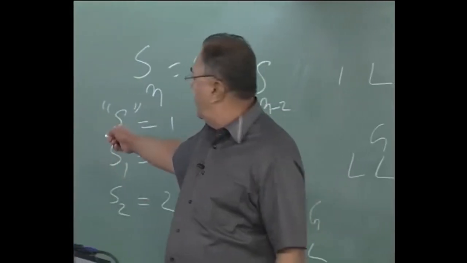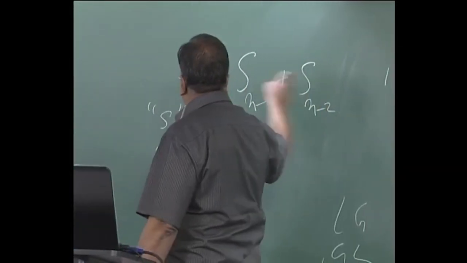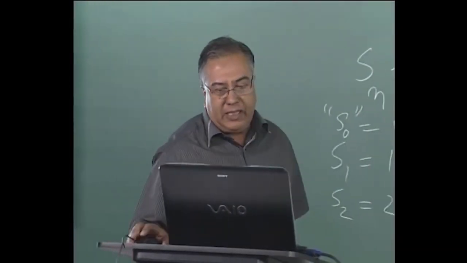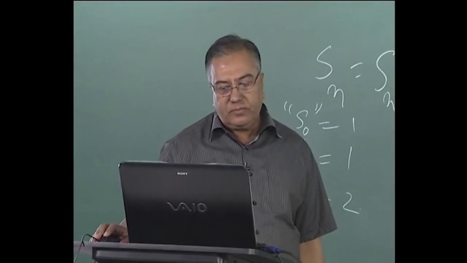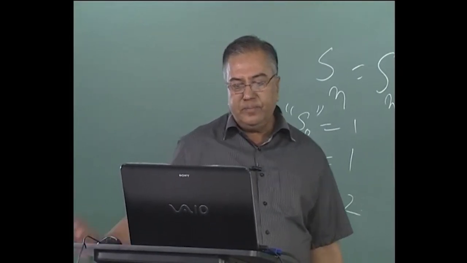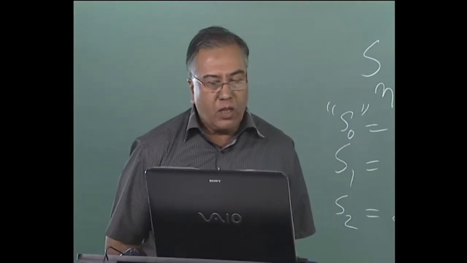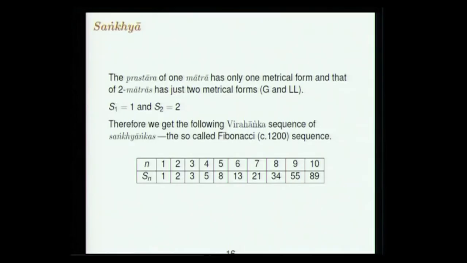And now you know what this recurrence relation means. This is the same recurrence relation by which what is called the Fibonacci sequence of numbers is generated. And so, these sankhyas are just the Sn is the sum of Sn minus 1 plus Sn minus 2.